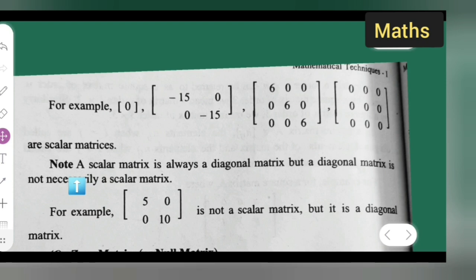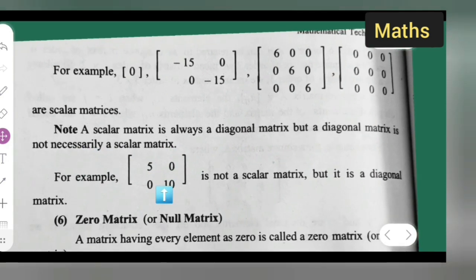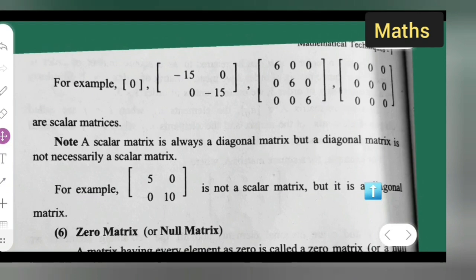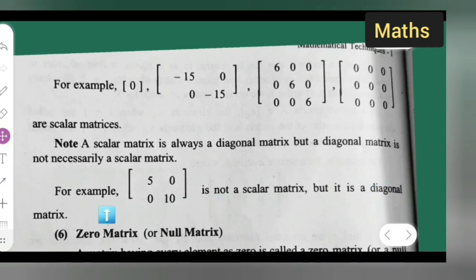Now this is a note. A scalar matrix is always a diagonal matrix, but a diagonal matrix is not necessarily a scalar matrix. For example, the matrix with 5, 0, 0, 10 is not a scalar matrix, but it is a diagonal matrix.